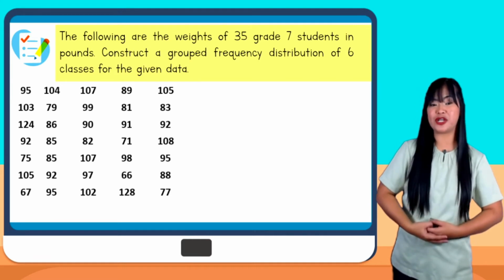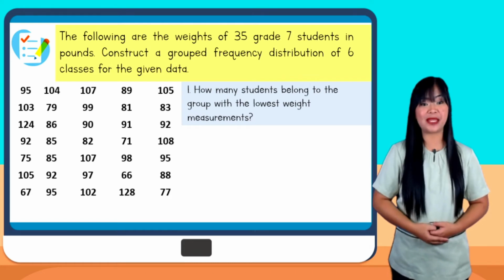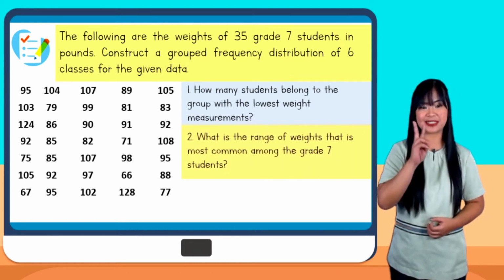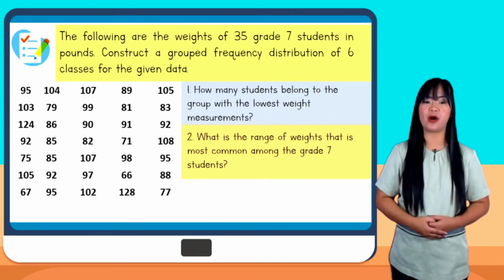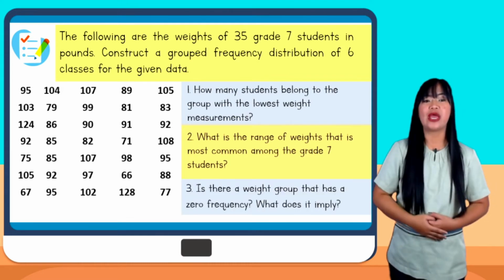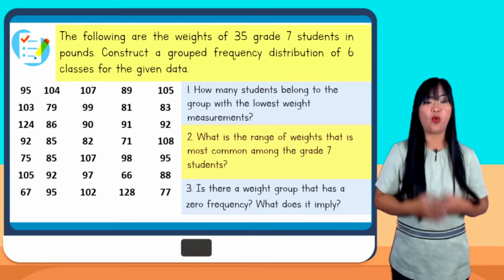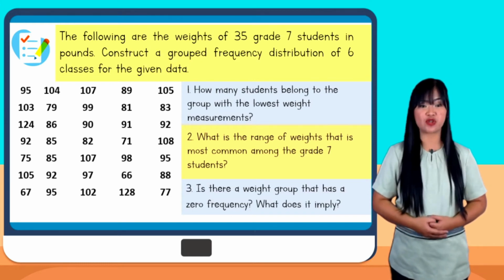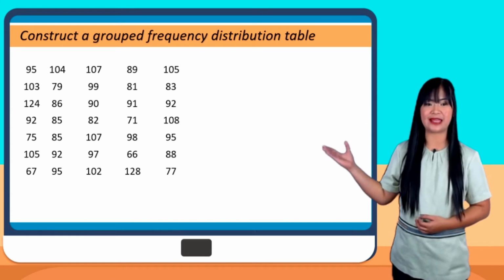We need to answer the following questions. First, how many students belong to the group with the lowest weight measurement? Second, what is the range of weights that is most common among the grade 7 students? And third, is there a weight group that has a zero frequency? What does it imply? Let us now start constructing a group frequency distribution table using this data.